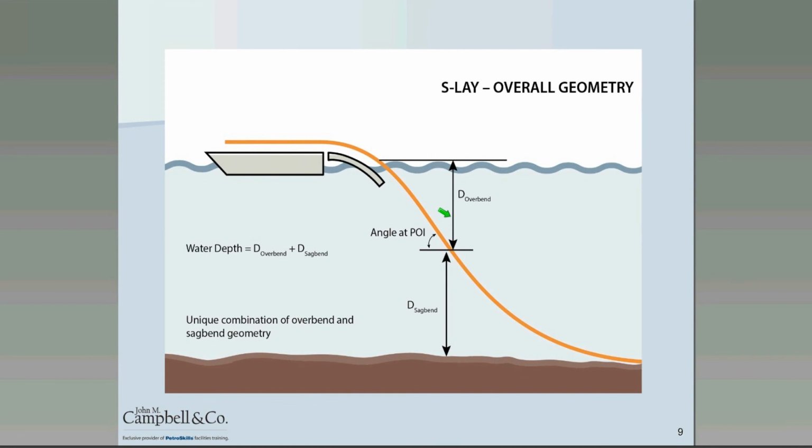configuration. And the stresses will be controlled again by a combination of the weight of the pipe submerged in the water and tension. It makes no difference whether you're talking about the sag bend portion for a J-lay or the sag bend portion for an S-lay.